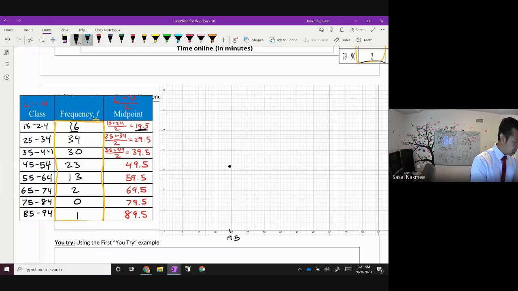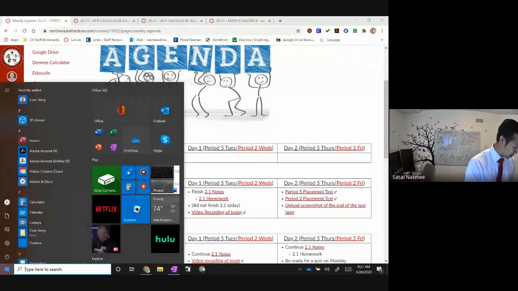My second point, let's do this one in blue, just so we can differentiate. I'm sorry, give me 1 second, guys. My computer's being dumb.